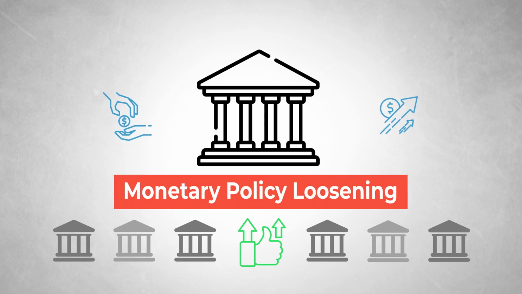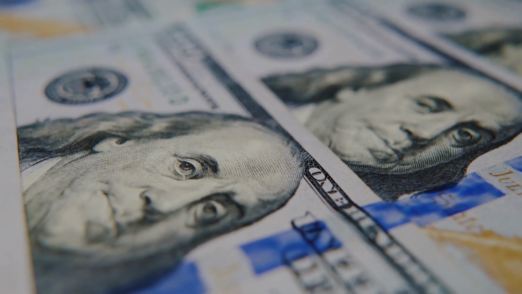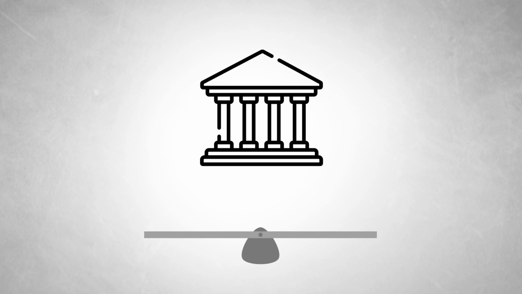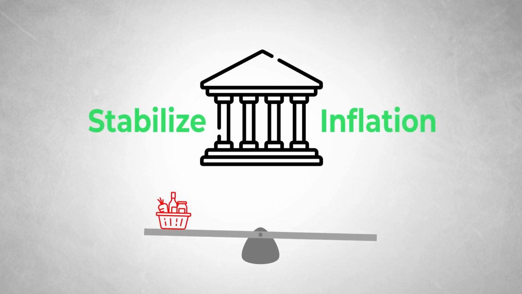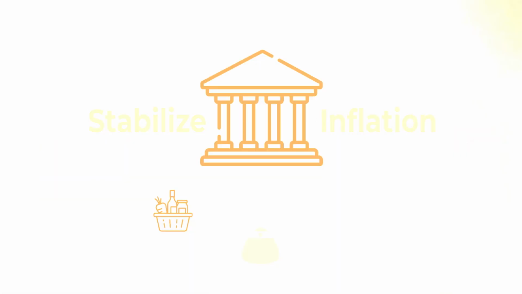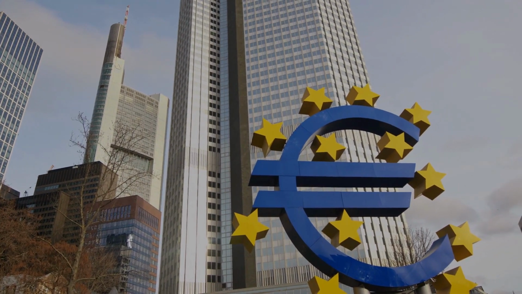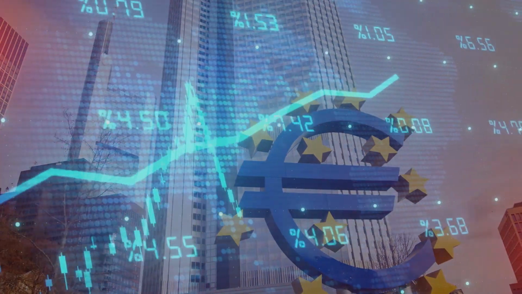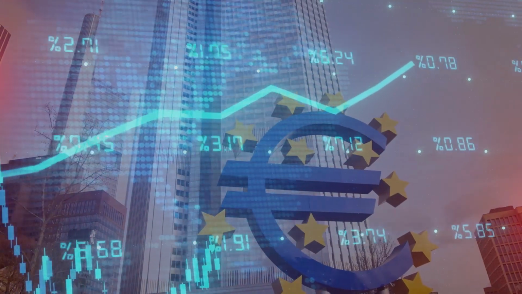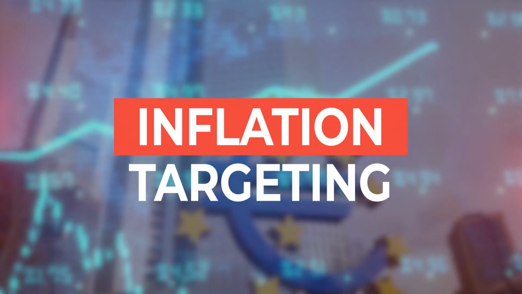This is called monetary policy loosening. Now, on what grounds does the central bank change its interest rates? In other words, what is the ultimate goal of monetary policy? For most central banks, the purpose is to stabilize inflation by controlling the price of goods and services. And so central banks make use of monetary policies to control inflation. And this practice is what they call inflation targeting.